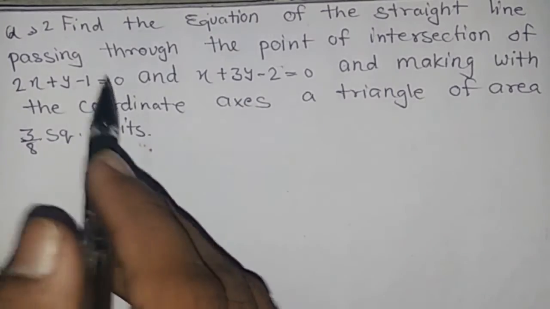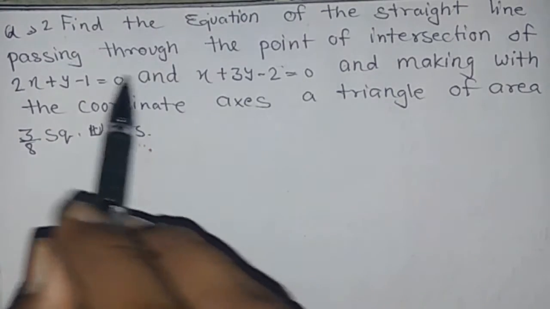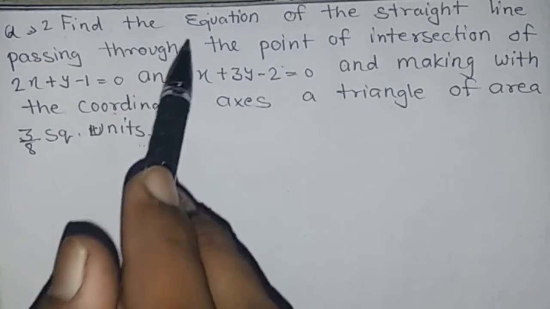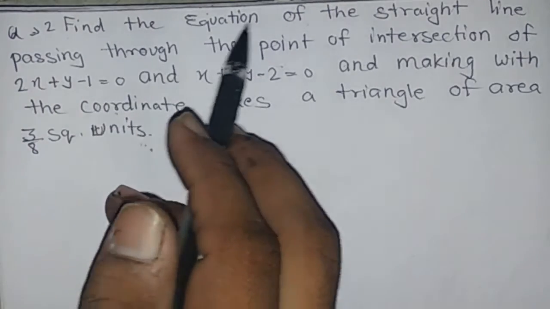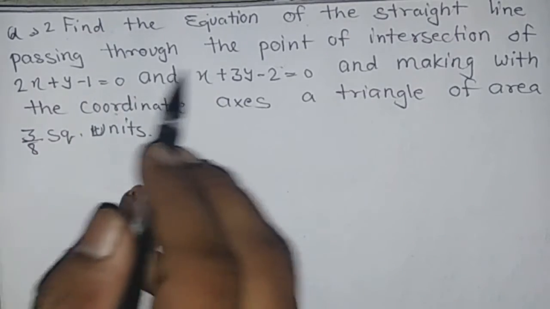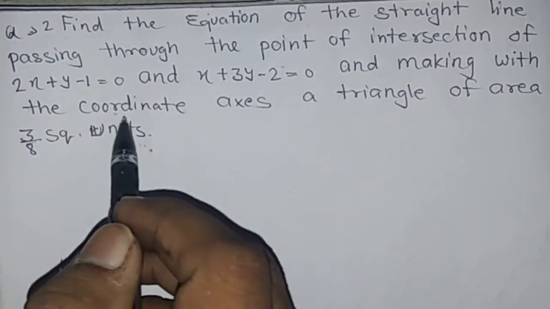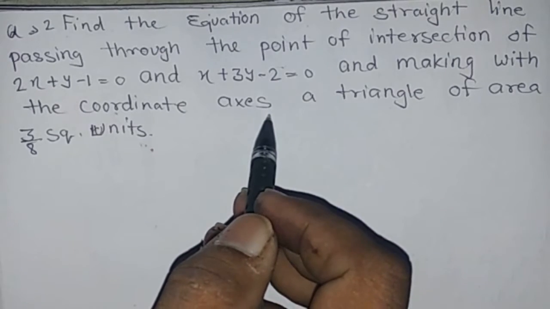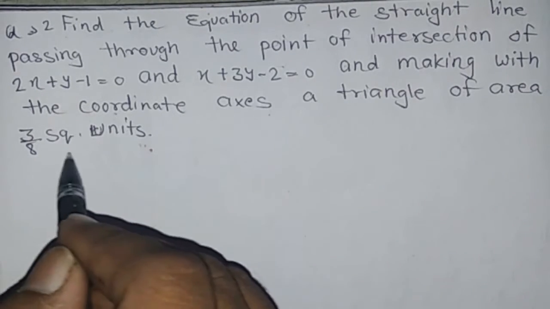Good morning, class. It is question number 2 of the last exercise of straight line. Find the equation of the straight line passing through the point of intersection of two lines and making with the coordinate axes a triangle of area 3/8 square unit.